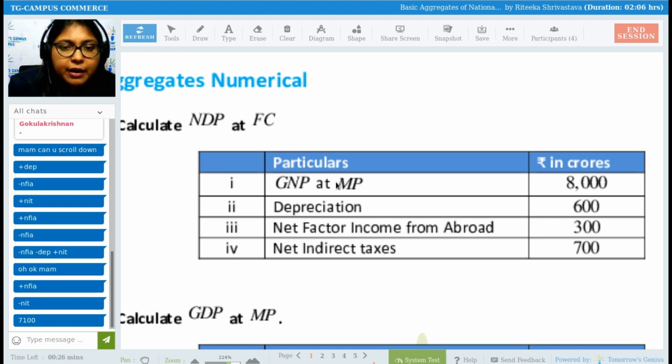MP to FC also you have to go now. So MP to FC means NIT is also going to be there, and MP to FC means minus NIT. You have not deducted 700. That is why you are getting the wrong answer. Do it once more.